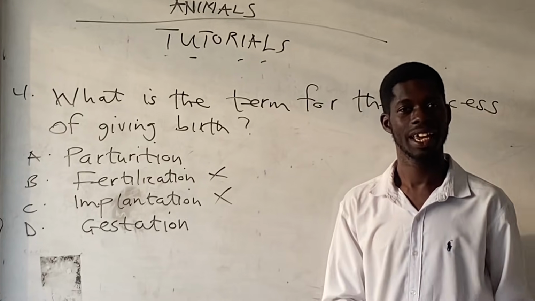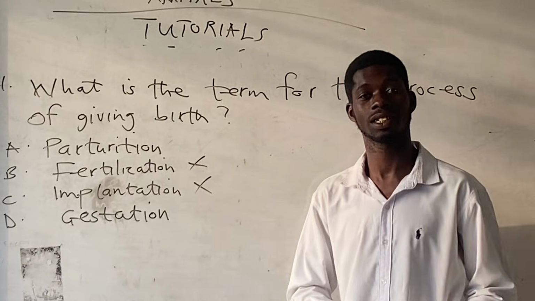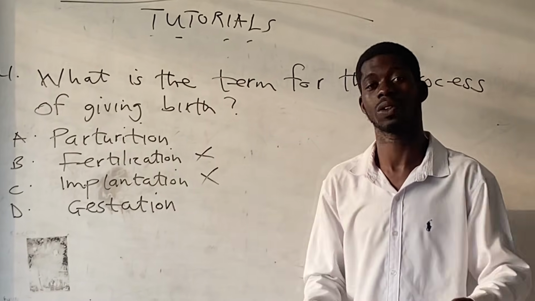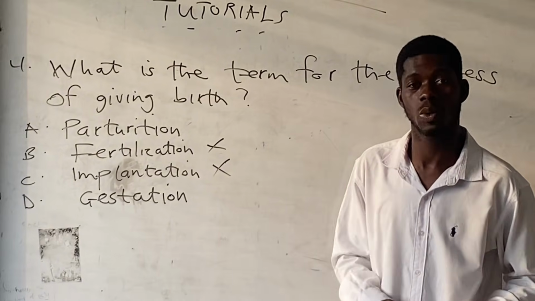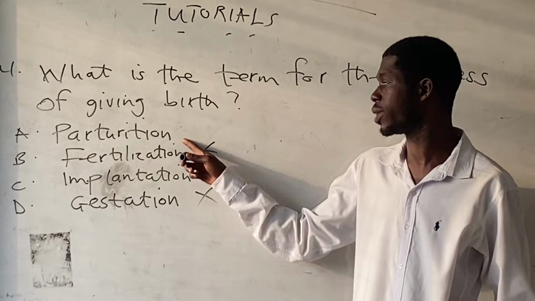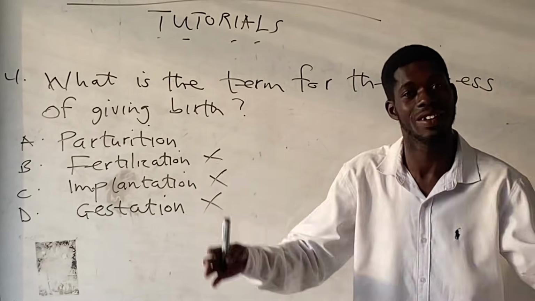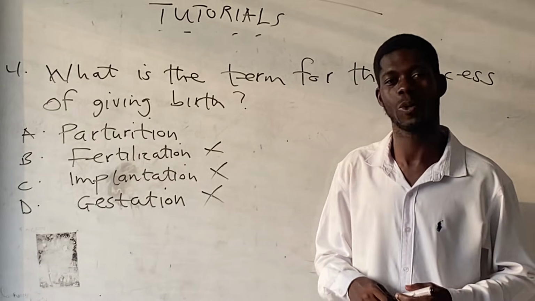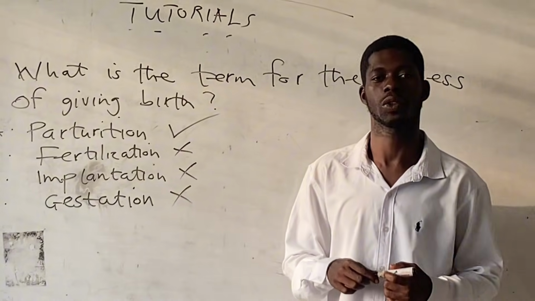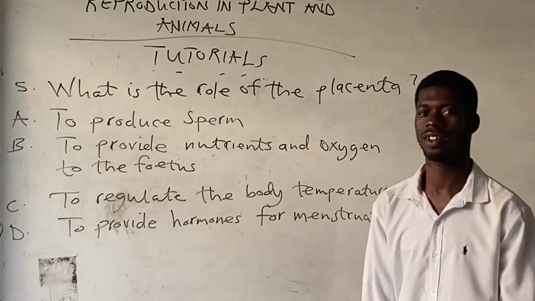Gestation is the period between fertilization and birth. So gestation is when you get pregnant, from day 1 to the 9th month when you give birth. That is the gestation period, so that one too is not the right answer. Now, parturition is the process of giving birth. That is the right answer. The answer is parturition. Okay, thank you.